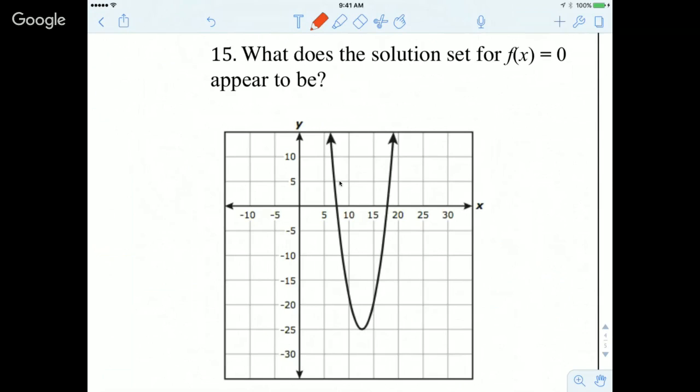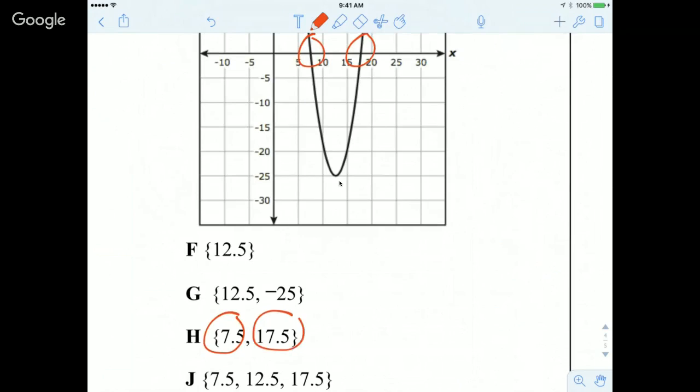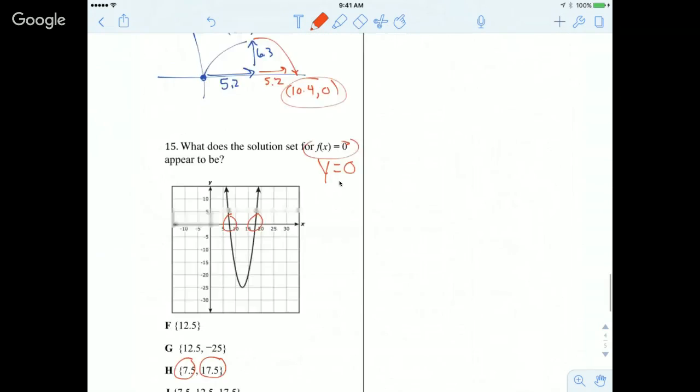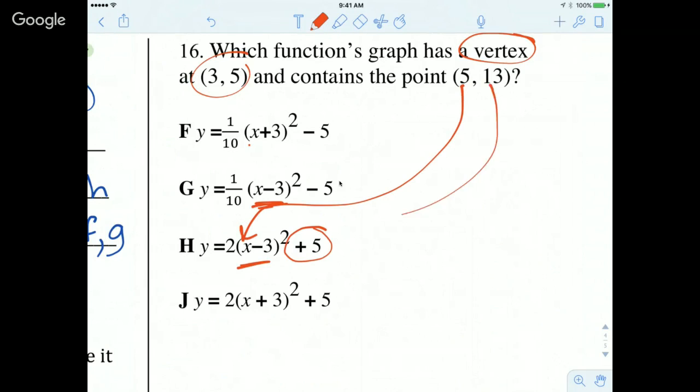We are not done. f of x equals 0. That's where y is equal to 0. It's somewhere between 5 and 7, which is 7.5 and 17.5. And last but not least, which graph has a vertex of 3, 5? That would be this one and this one. But it contains the point 5, 13. That means when I plug in 5 and I plug in 13, that has to still be a true statement.